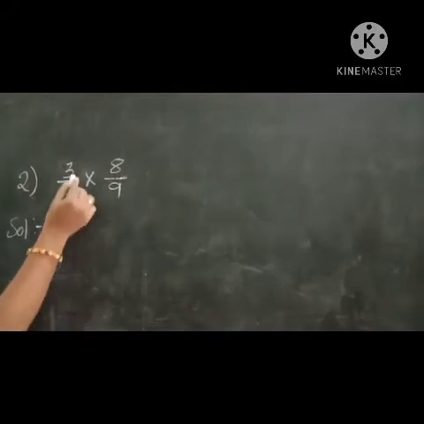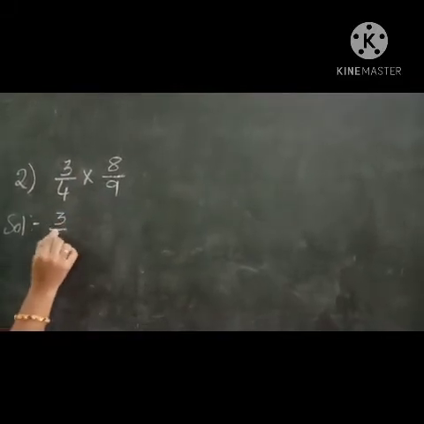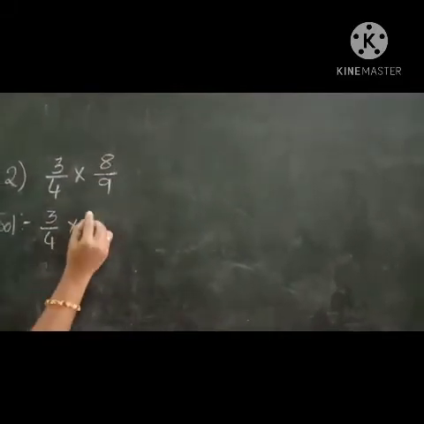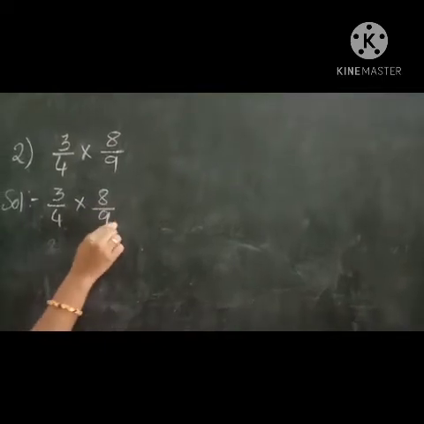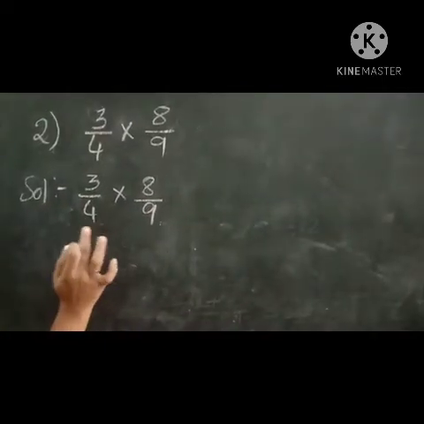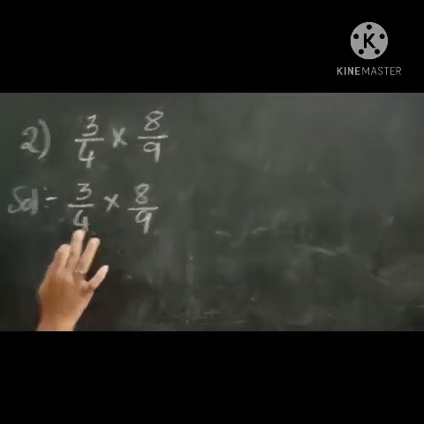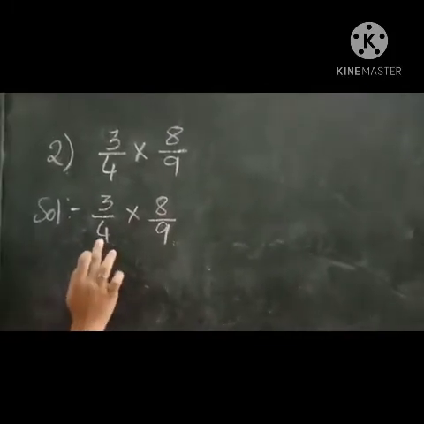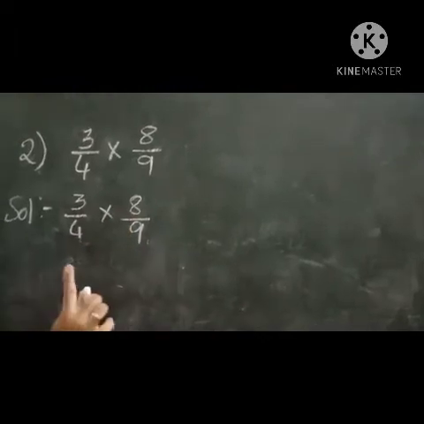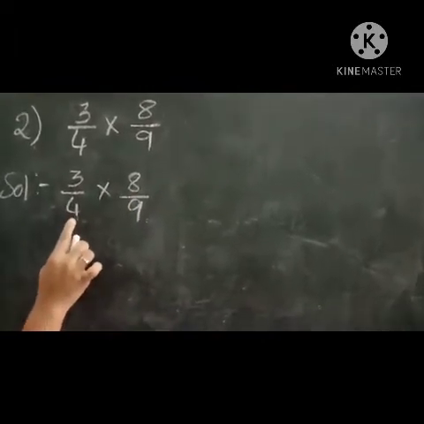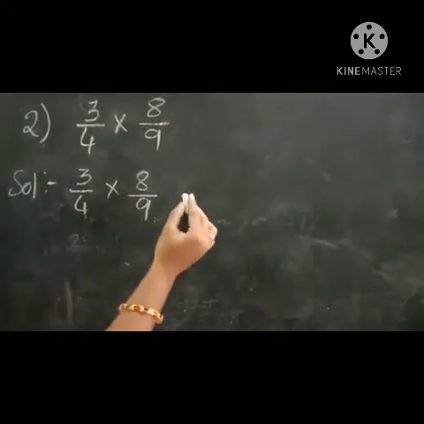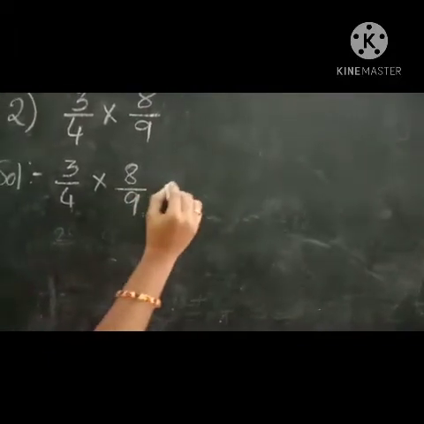See children, here what are the numbers? 3 by 4 into 8 by 9. Here we have to see whether these numbers cancel or not. Here 4 is there and here 8 is there. 4 and 8 cancel in the 4 table, no? Which table? The 4 table. Right here, cancel the common factor 4.